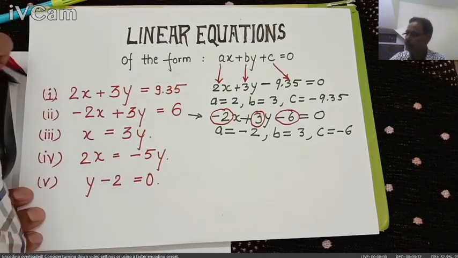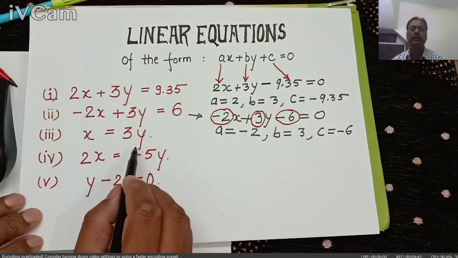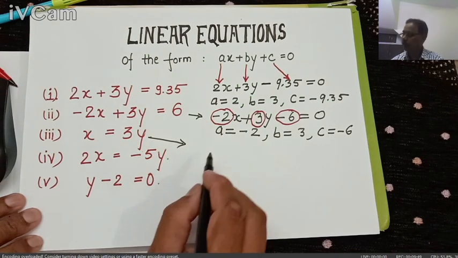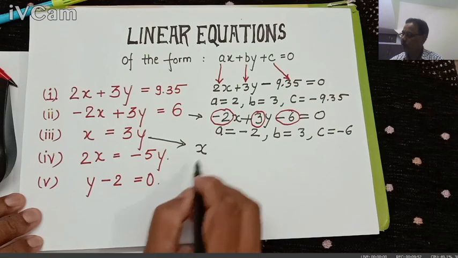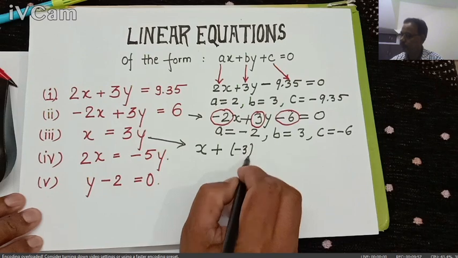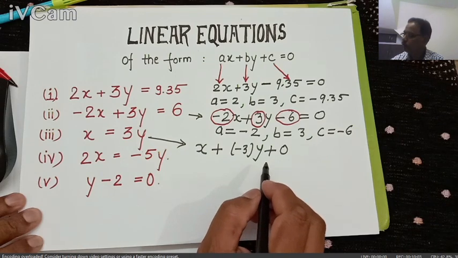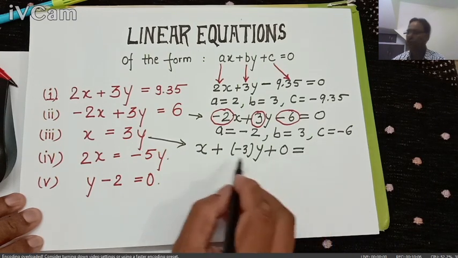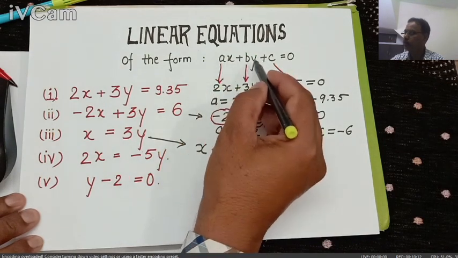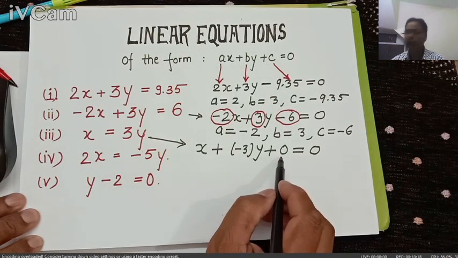Another equation let us see. It is written x equal to 3y. X equal to 3y, it is not having any constant. Understand? So how do we write it in the standard form? Let us see. X plus minus 3y plus 0, because constant term is not having, so in constant place we can put 0. So we have written it in this form: ax plus by plus c equal to 0, x minus 3y plus 0 equal to 0.